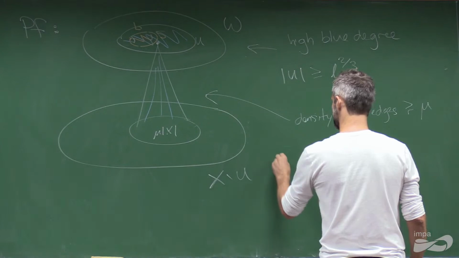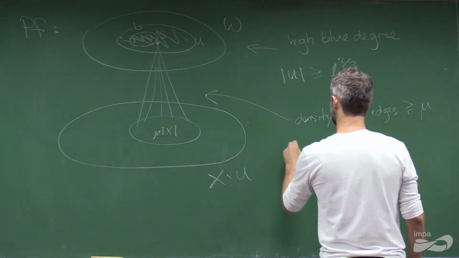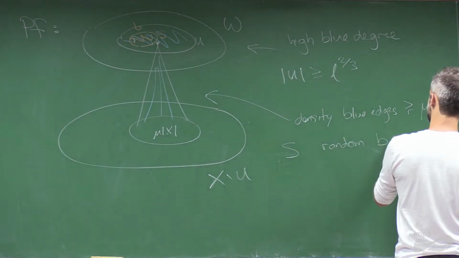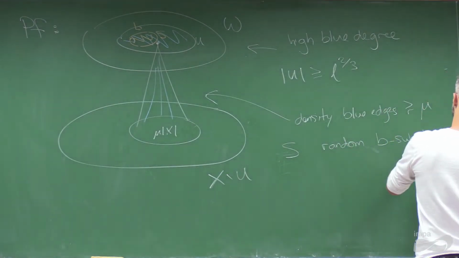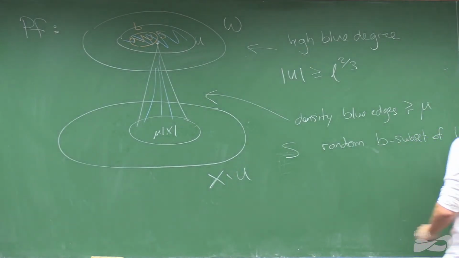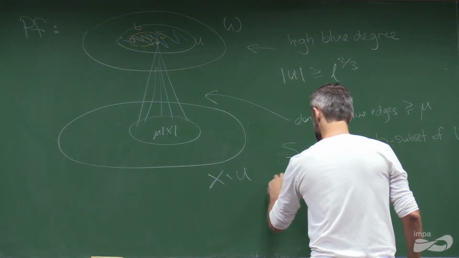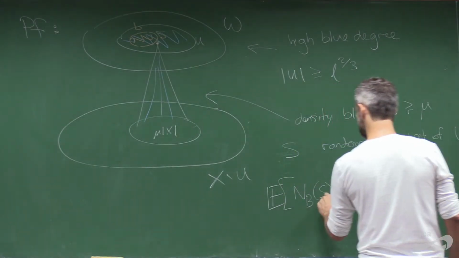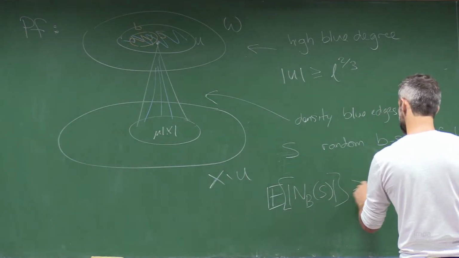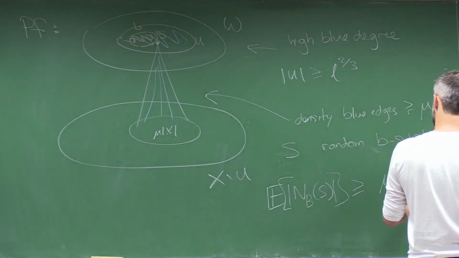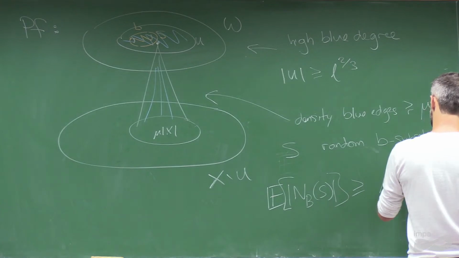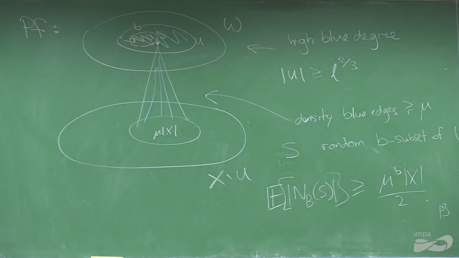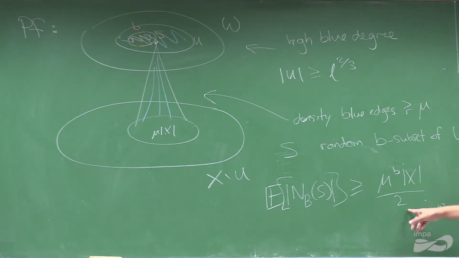So, S is random, B subset of U. The expected size of the common blue neighborhood of S is at least mu to the size of S, mu to the B, times size of X over 2. And it's a tiny calculation.